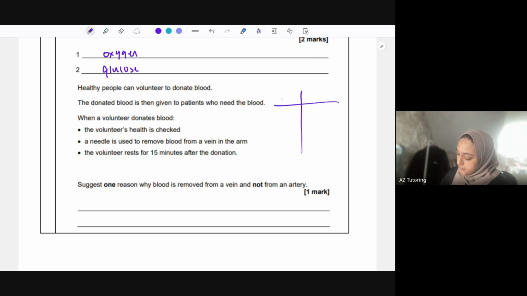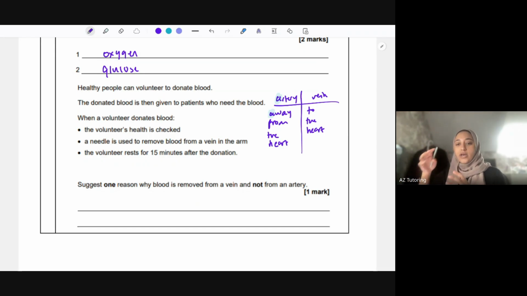So let's write this down. So we've got artery, we've got vein. Arteries take blood away from the heart. To remember that, it's the A and A. So if arteries take blood away from the heart, then veins take blood to the heart. Now, the artery taking blood away from the heart is taking the blood away at a very high pressure. If you think about the aorta, where does the aorta take the blood? It takes the blood to the rest of the body to give the oxygen for respiration. So it has to go at a very high pressure.